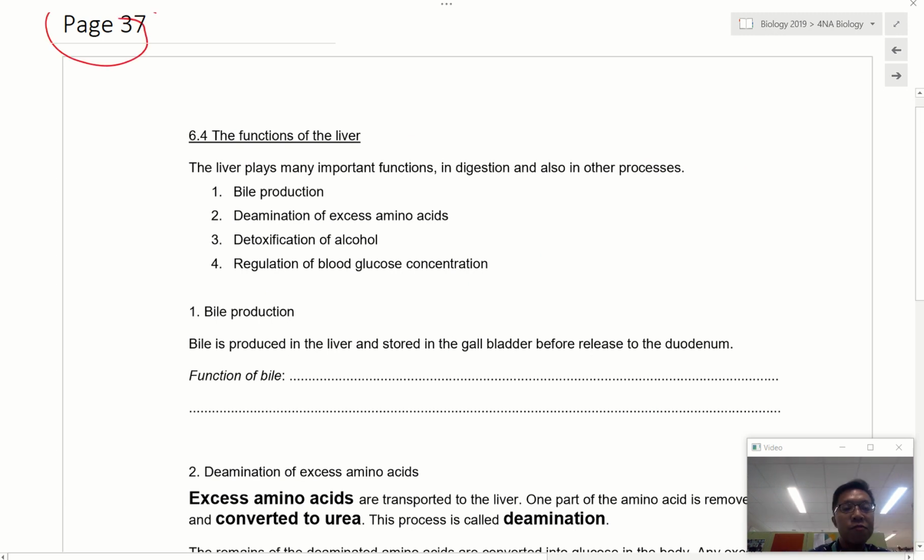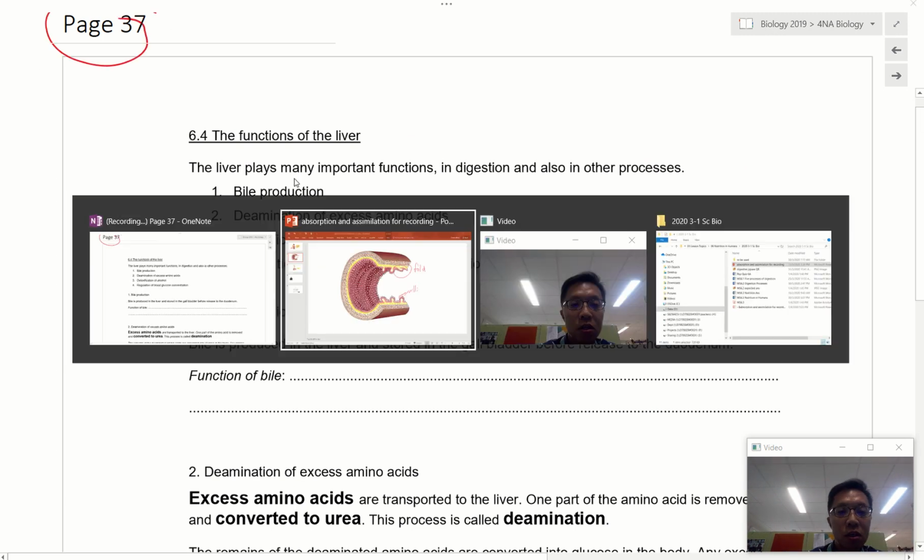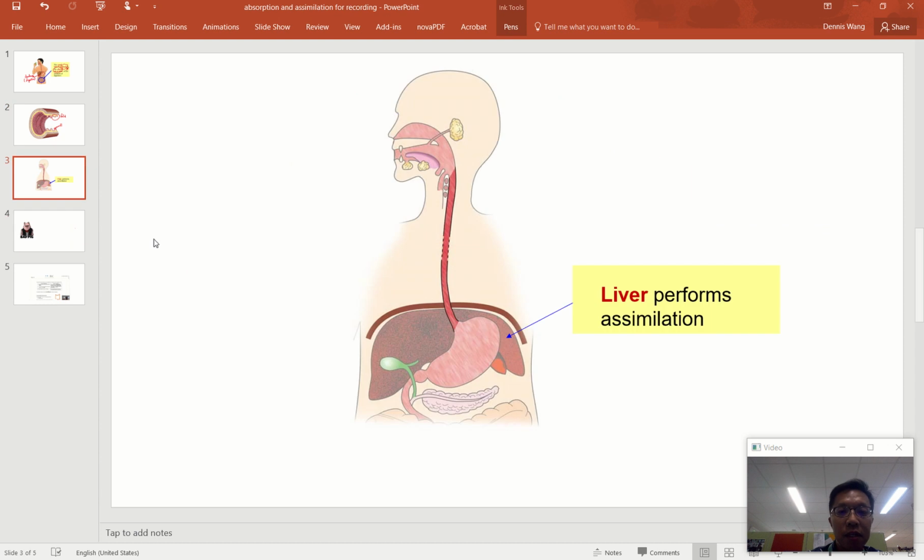Okay, moving on. We turn to the next page, page 37, to talk about the functions of the liver. The liver performs the assimilation. If you remember what assimilation means, it's basically how the body uses all the absorbed nutrients.